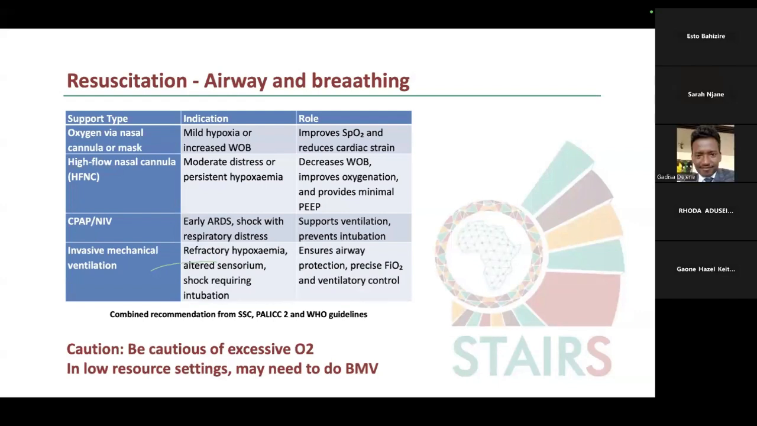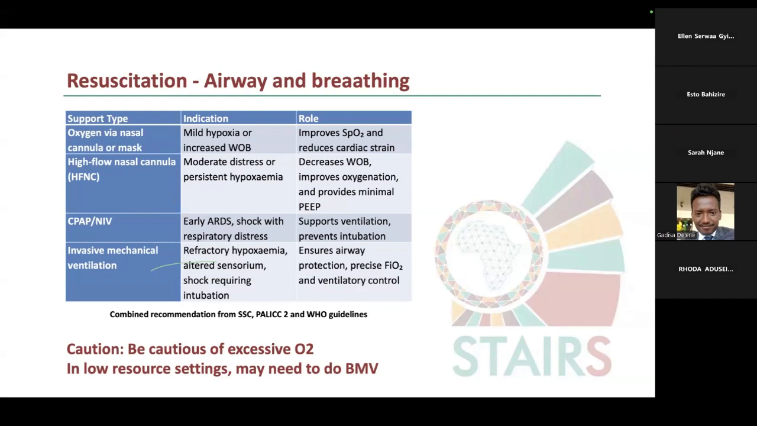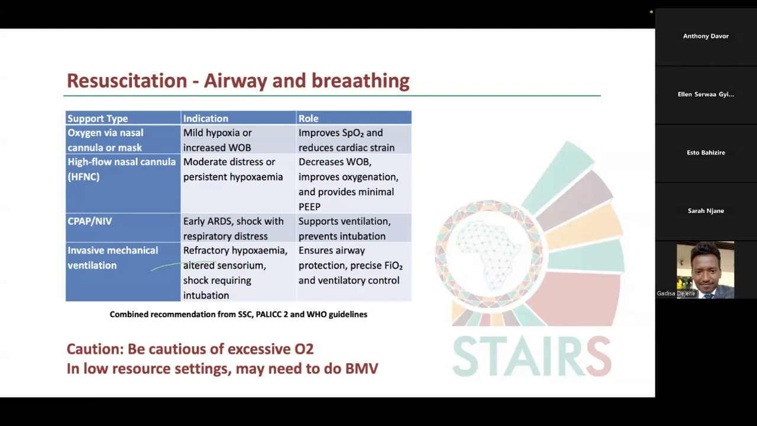Also, if you are using positive pressure for any of your patients, you have to also be very cautious, especially for your patient who is in septic shock, as very high positive pressures may end up reducing venous return and compromising your circulation. So you need to pay attention to that as well.